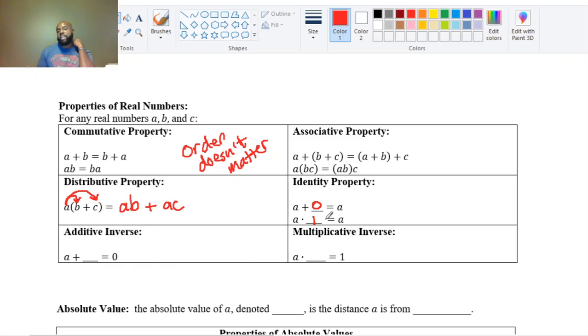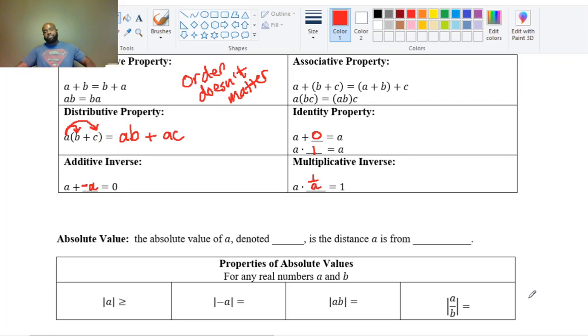Additive and multiplicative inverses are the things that you add or multiply a number by in order to get these identities here, right? And so if I want to get 0, which is our additive identity, I have to add the opposite of A to A. And in order for us to get the multiplicative identity, which is 1, I have to multiply A by its reciprocal, which is 1 over A. All right, or just do a division by A, all right?